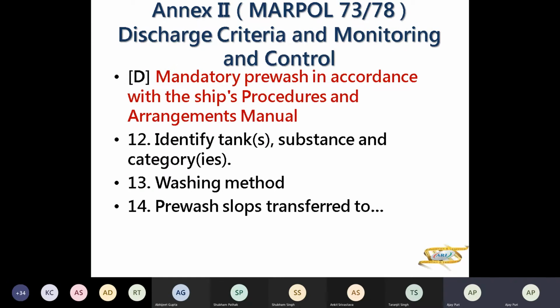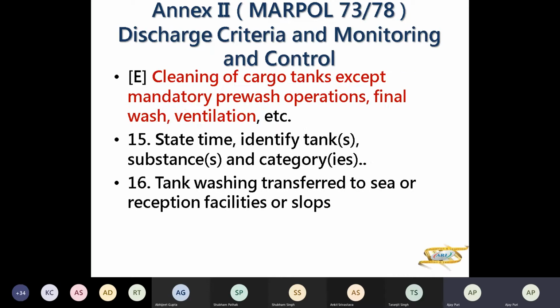Then when you're doing mandatory pre-wash, as per P&A, that is for category X, and for Y, solidifying and highly viscous substances, you have a mandatory pre-wash. There you have to write which tanks, which substance, which category, what is the washing method. Pre-wash slops are transferred to shore. That was D.